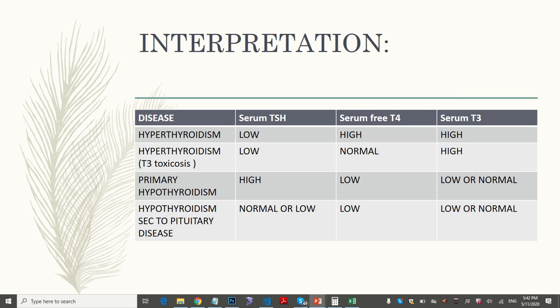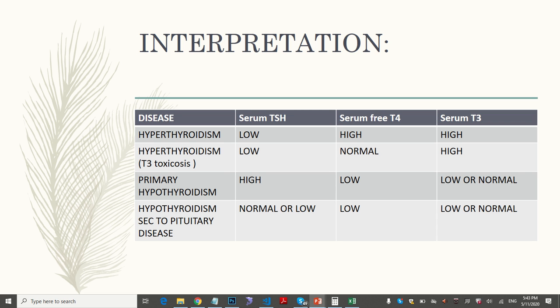So how do you interpret? In hyperthyroidism, the TSH is low and free T4, T3 are high. If you remember the hypothalamic pituitary thyroid axis, high levels of T3, T4 are going to suppress the thyrotropin releasing hormone and the TSH, so they will be automatically low, to stop the further production of these hormones. T3 toxicosis is isolated T3 toxicosis, where there are high T3 levels but normal T4 levels, and the TSH is low.